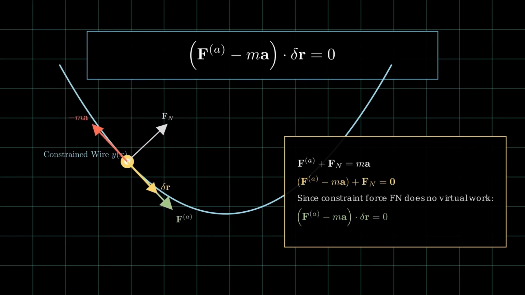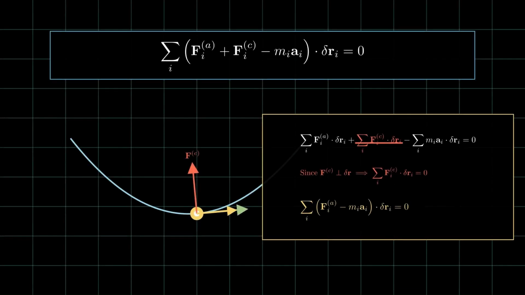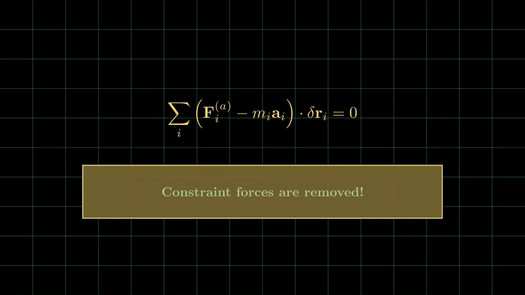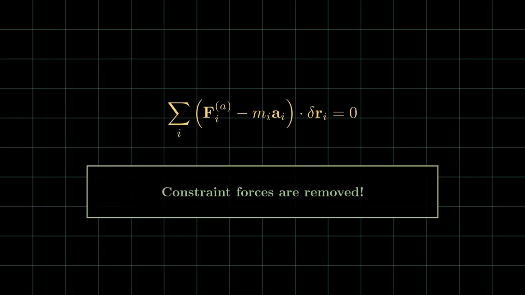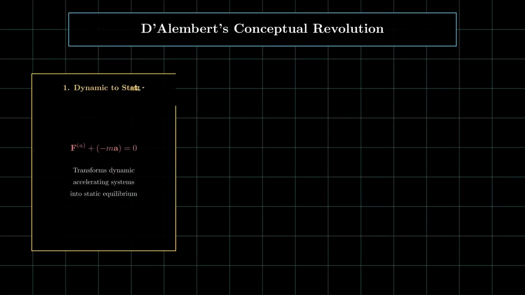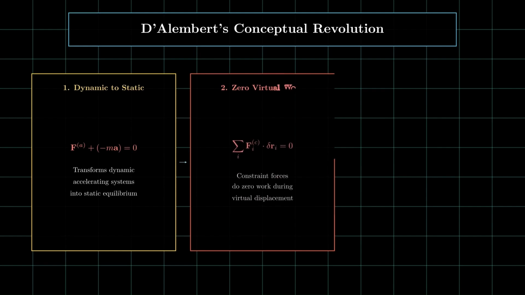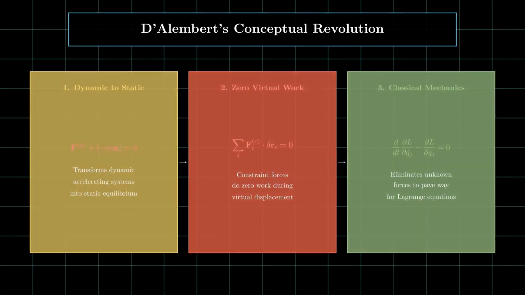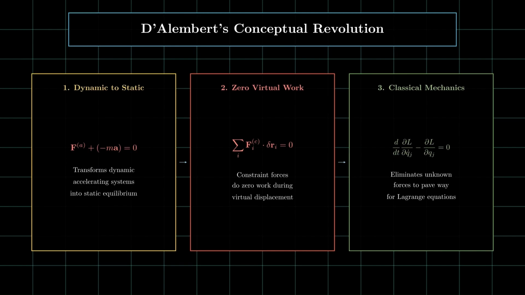Notice what this does. Because virtual displacements are chosen to respect the physical constraints, all unknown constraint forces drop out of the math automatically. We are left only with applied forces and kinetic energy. D'Alembert didn't discover new physical forces, but he revolutionized classical mechanics by framing accelerating systems as static equilibria using inertial forces, minus ma, and showing that constraint forces perform zero work during virtual displacements, directly paving the way for Lagrangian dynamics.